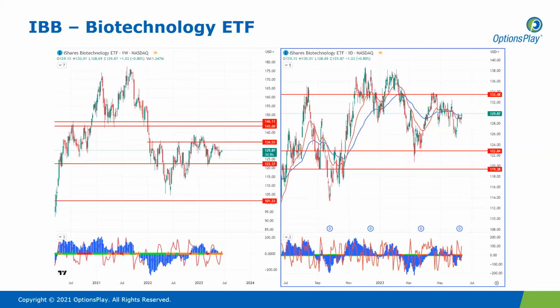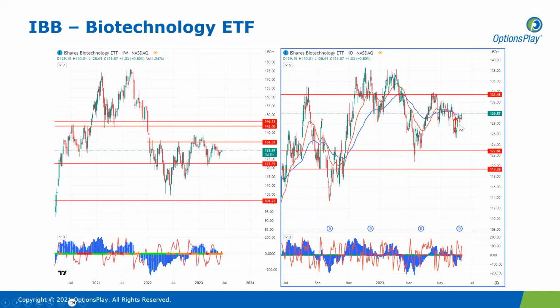Moving on to IBB, which was an idea from last week, the biotechnology subsector. This was a bullish idea that I had for you. I was looking at 126. We were seeing price bounce multiple times from that level, and it was looking like it was potentially going to break out above the 21 and 55-day exponential moving averages. It didn't quite do that immediately.